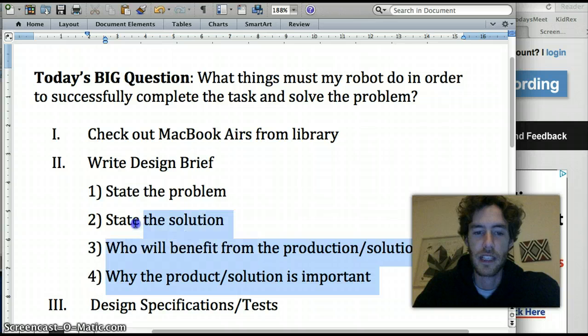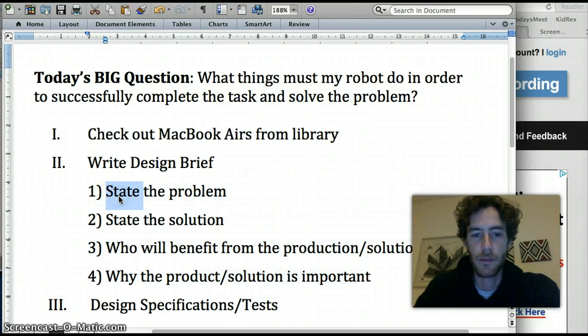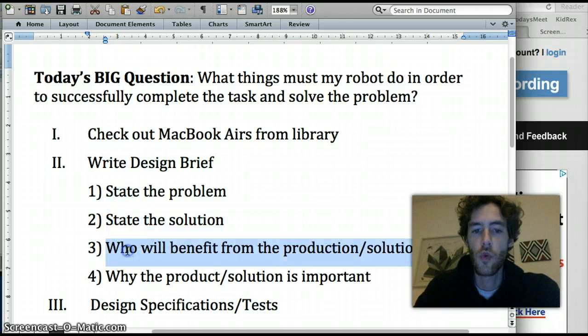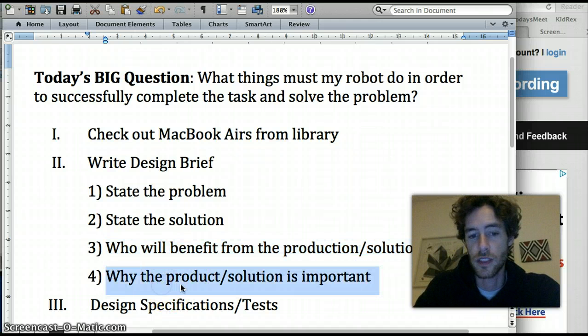And I want you to take a look at the examples on the board and see if you can identify where the student states the problem, where the student states the solution, who will benefit from the product solution, and why the product solution is important.